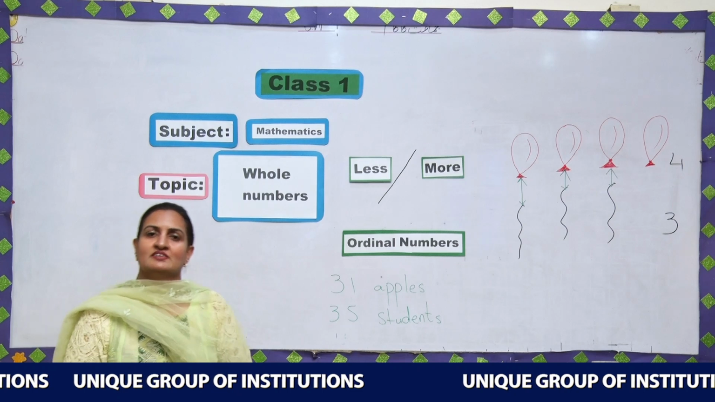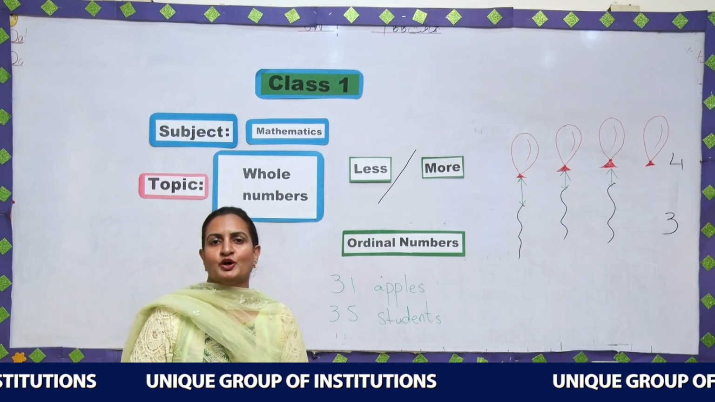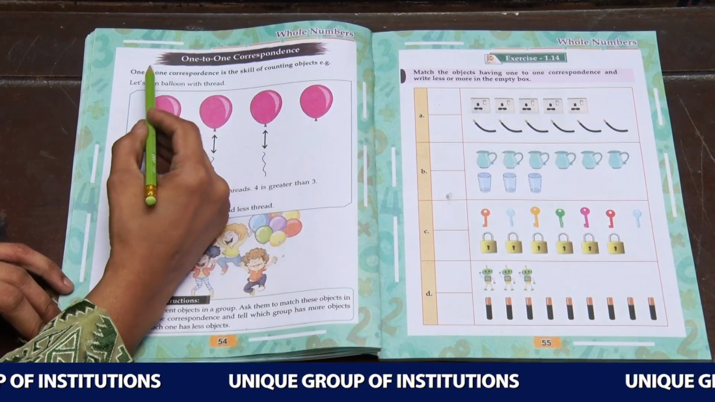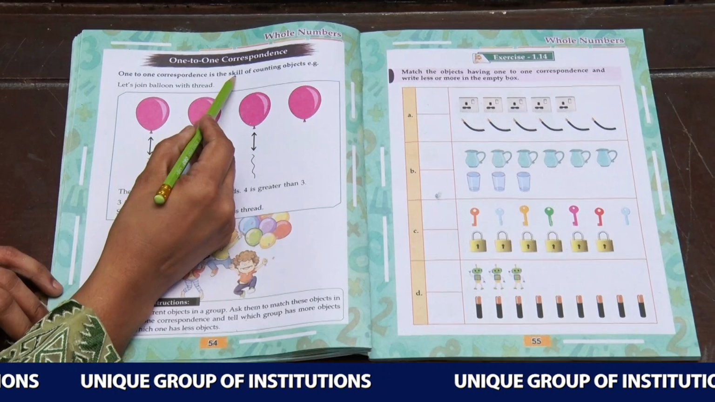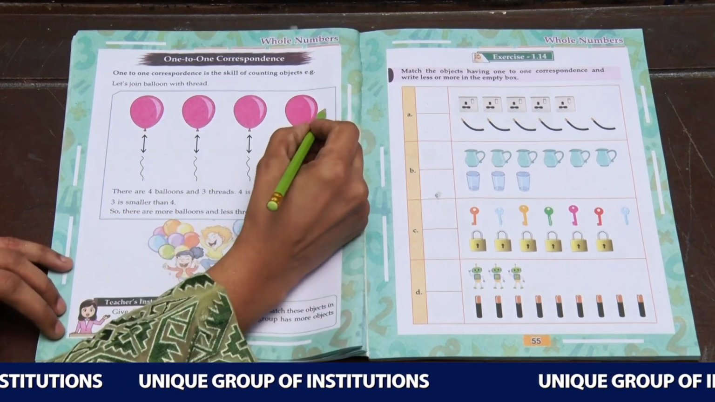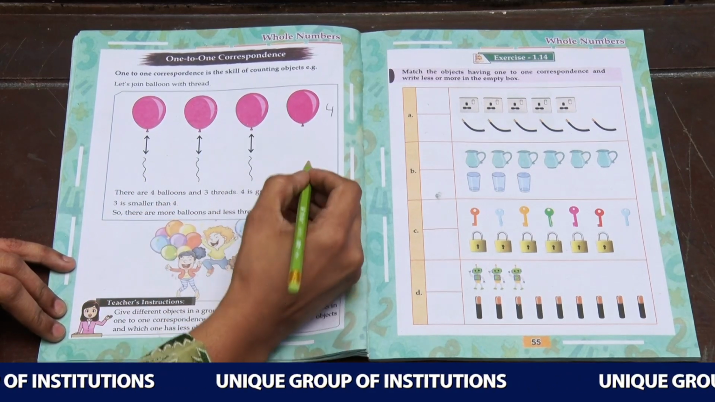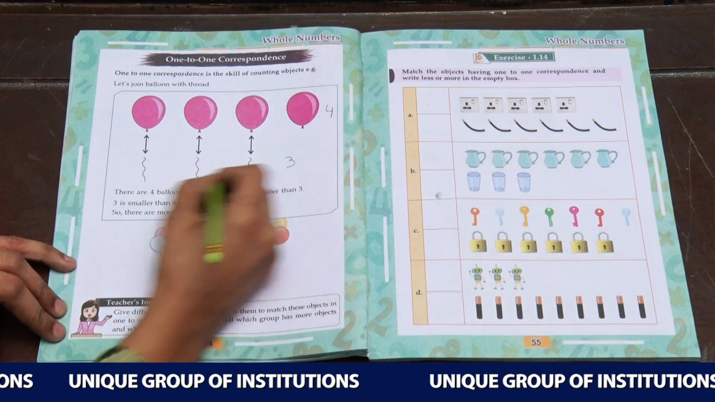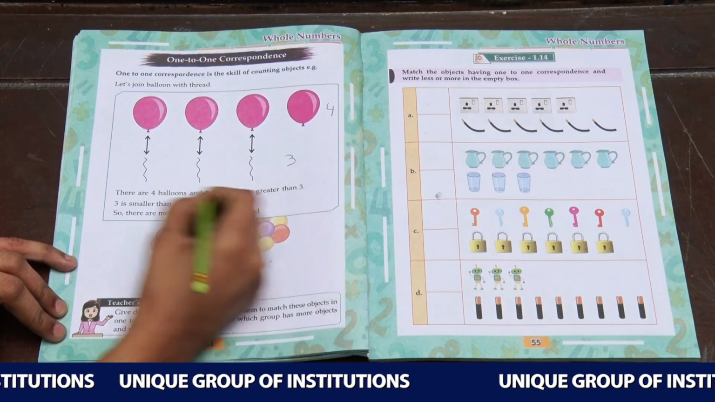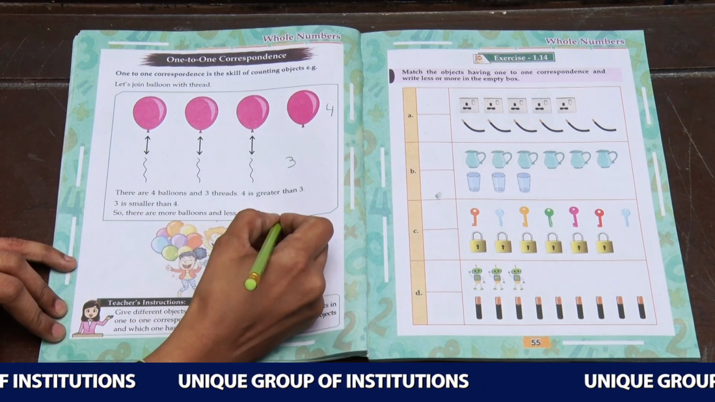So, we will discuss this topic from the book page number 54. Open your book page number 54. One-to-one correspondence is the skill of counting objects like 1, 2, 3, 4. There are 4 balloons and 1, 2, 3, there are 3 threads. 4 is greater than 3. 3 is smaller than 4. So, there are more balloons and fewer threads.